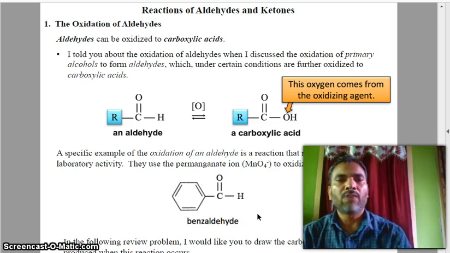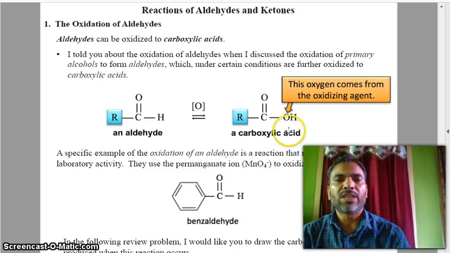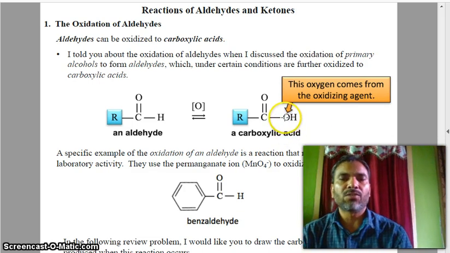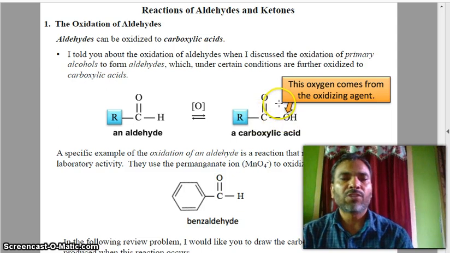So how does oxidation of an aldehyde give a carboxylic acid? An aldehyde can be oxidized to a carboxylic acid. I told you about the oxidation of aldehyde when I discussed the oxidation of primary alcohols to form aldehydes, which under certain conditions are further oxidized to carboxylic acid, and this oxygen comes from the oxidizing agent. Look here, this oxygen, and this is your carboxylic acid.